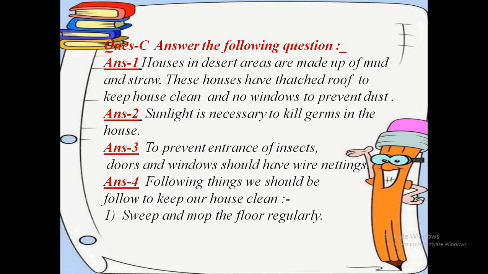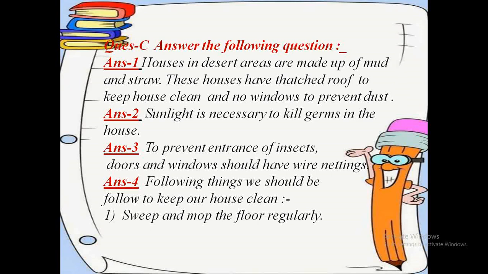So the next question is, why is sunlight necessary? So sunlight is necessary to kill germs in the house. Question number 3, why should door and windows of a house have wire nettings? So the answer is, to prevent entrance of the insects, doors and windows should have wire nettings.